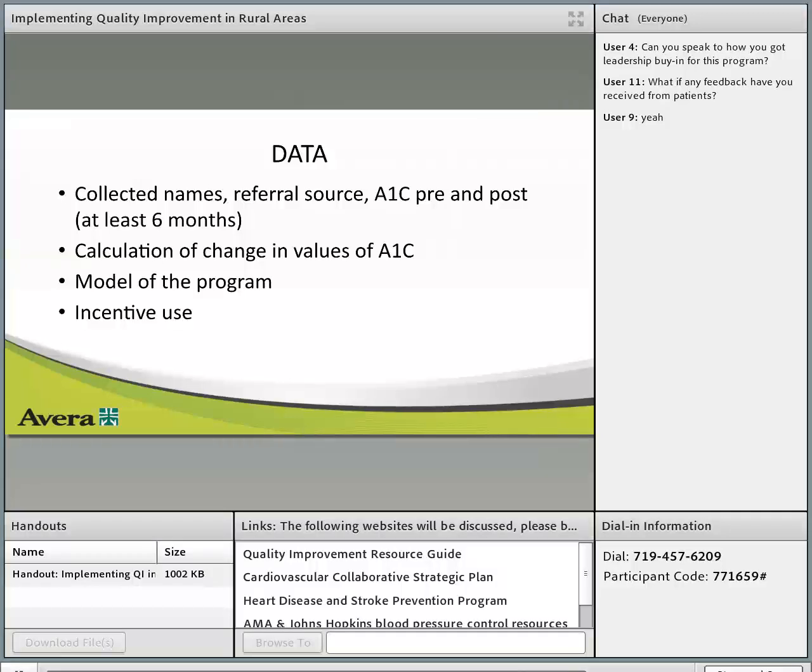We collected their names, we collected the referral source, we collected both pre-hemoglobin A1C and post-hemoglobin A1C of at least 6 months, and then calculated the changes in the A1C value. So you've got 1 to 2 sessions with that individual educator. You measure pre and post A1Cs, and that produced a significant improvement in overall A1C values.